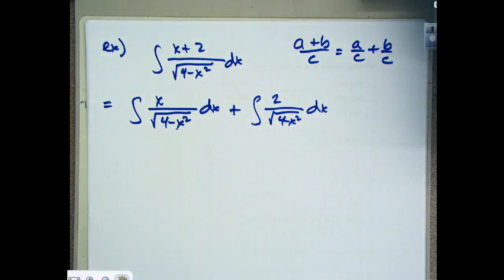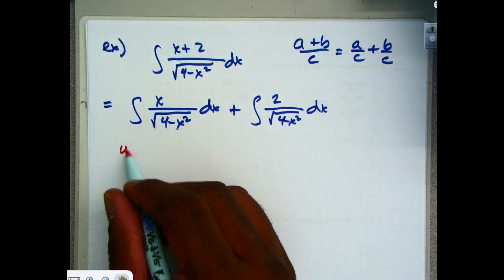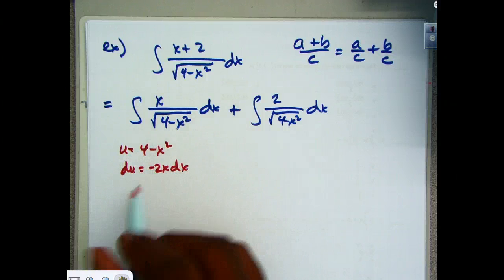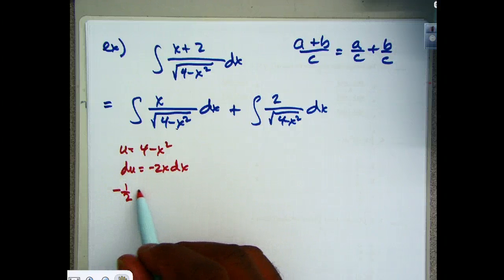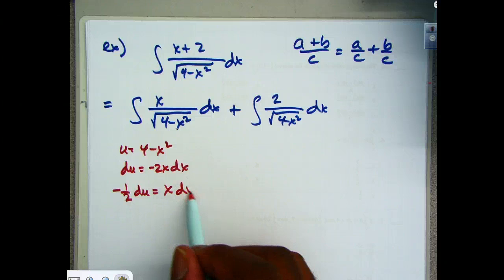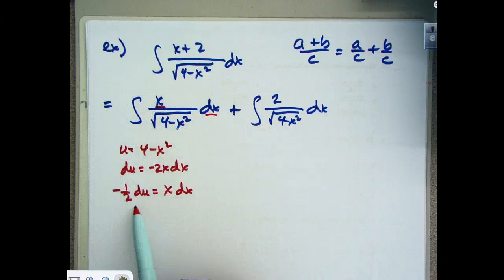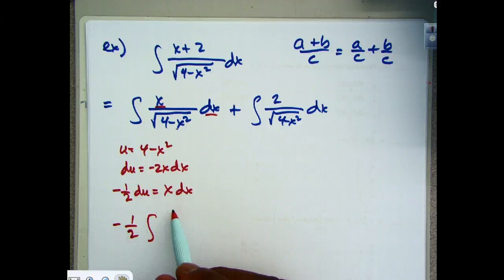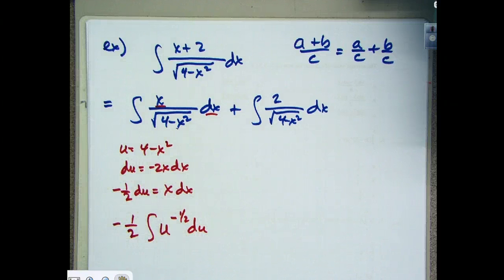All right, so on my first one, we're going to go ahead and let u equal 4 minus x squared. Du is negative 2x dx. So negative 1/2 du is x dx. So we're going to replace the x dx with the negative 1/2 du. So my first integral becomes negative 1/2 times the integral of u to the negative 1/2 du. Okay, that's my first one.